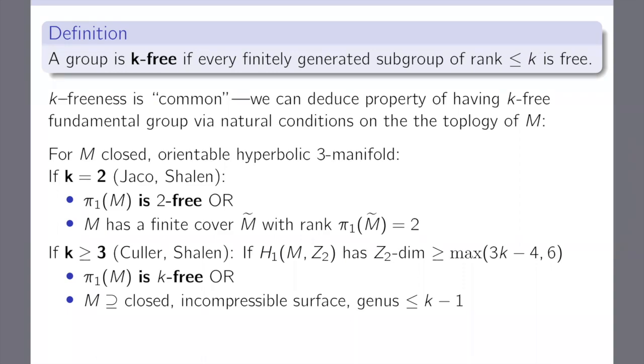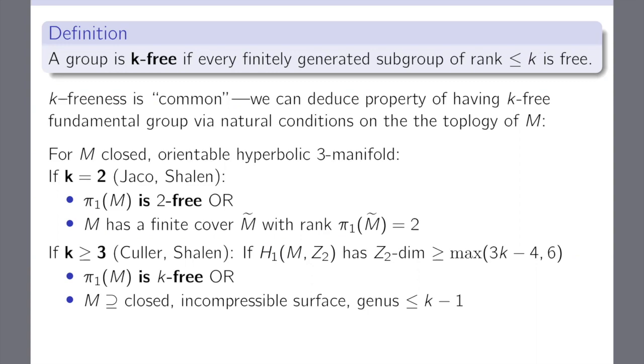So modulo some condition, then for k greater than or equal to 3, the fundamental group is either k-free or something else. And the something else there is that if it's not k-free, it contains a closed incompressible surface of genus less than or equal to k minus 1.